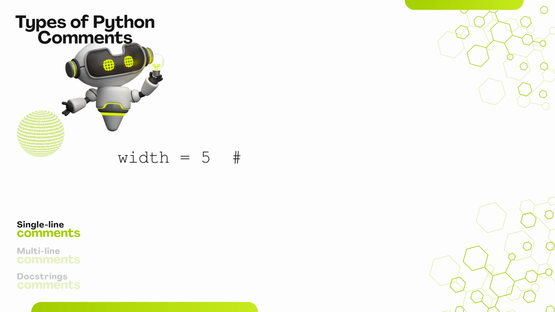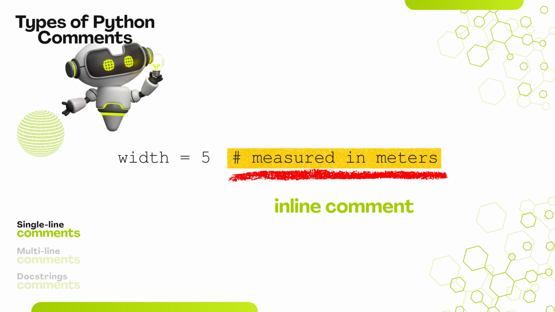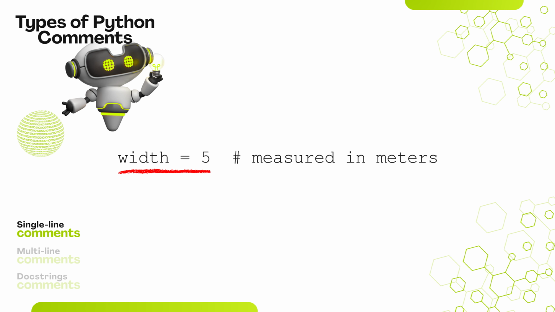But here is something interesting. You can also put comments at the end of a line of code. This is called an inline comment. First, Python executes the code in this line, which assigns 5 to the variable width. Then, it encounters the hash symbol. Everything after the hash, including the text measured in meters, is ignored by Python.